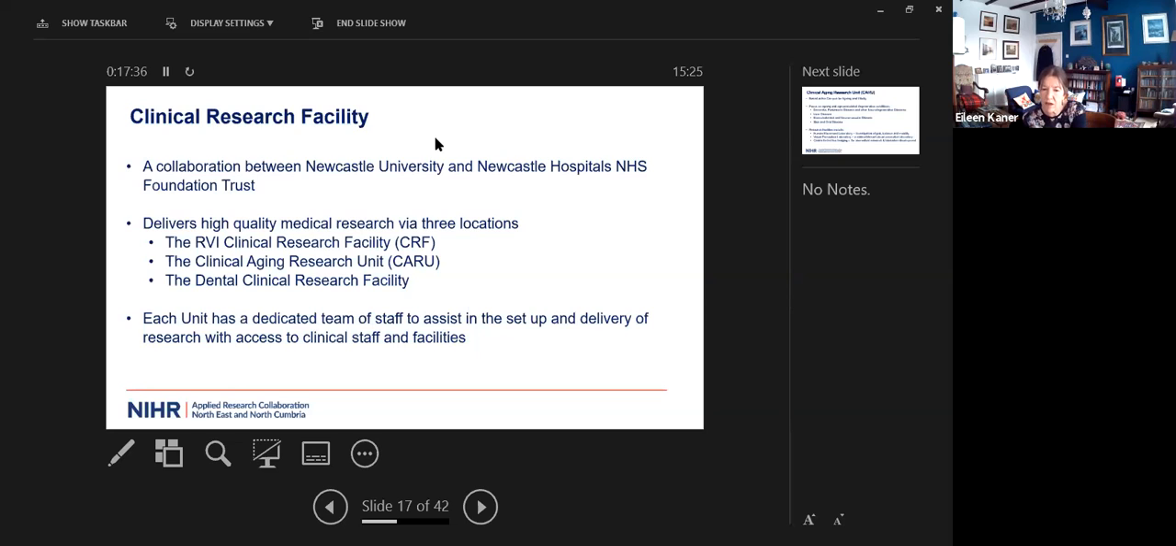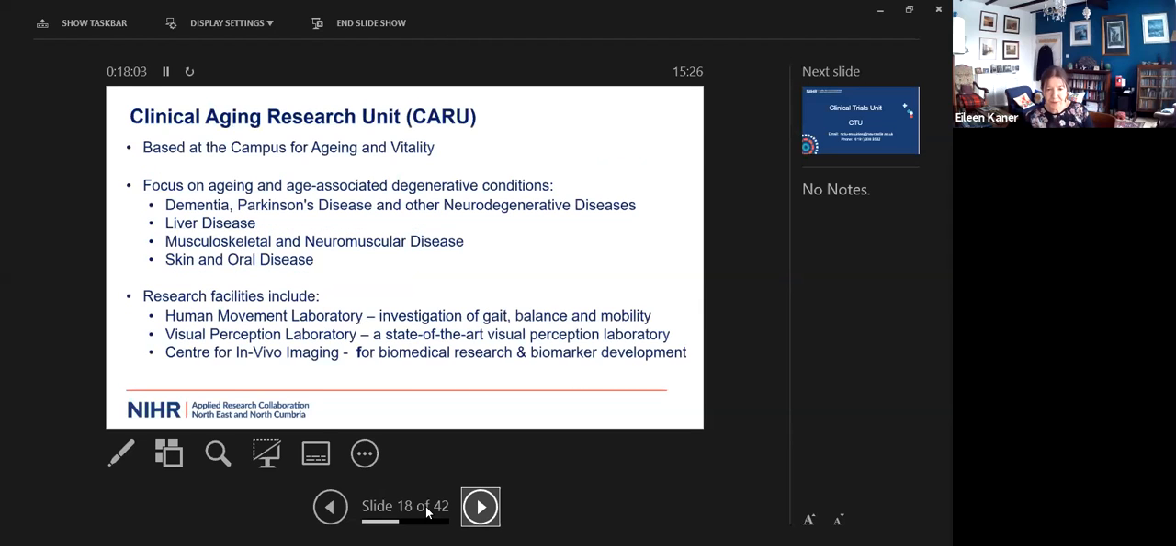And we've got 3 locations where we have a clinical research facility: one in the RVI, one in the dental school, and one over on the general site. Each of these units has staff who are able to set up trials and help these trials run, but they've also got really close working with clinicians, including doctors and nurses and all the specialists in the NHS.